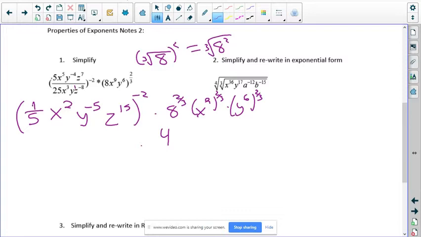Then in this power to a power situation, you can multiply the exponents. 9 times 2/3 gives us x to the 6th, and y to the 6th to the 2/3 gives us y to the 4th.